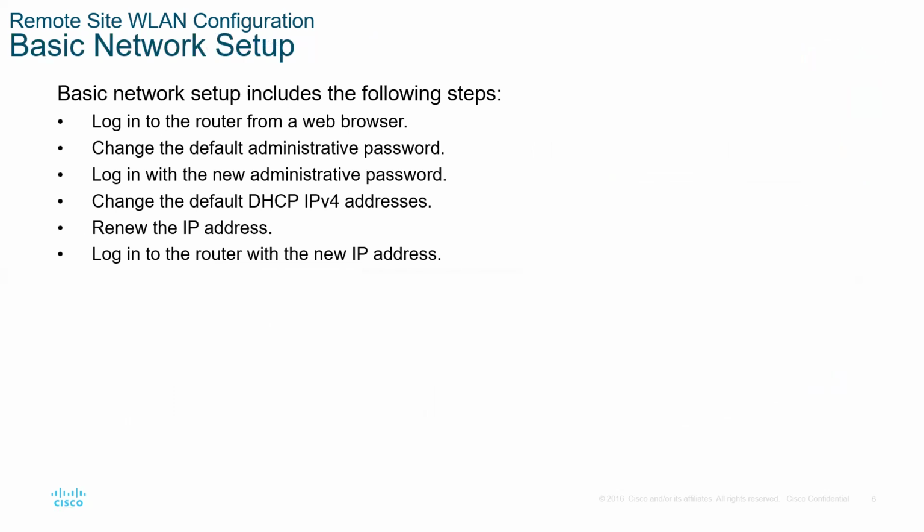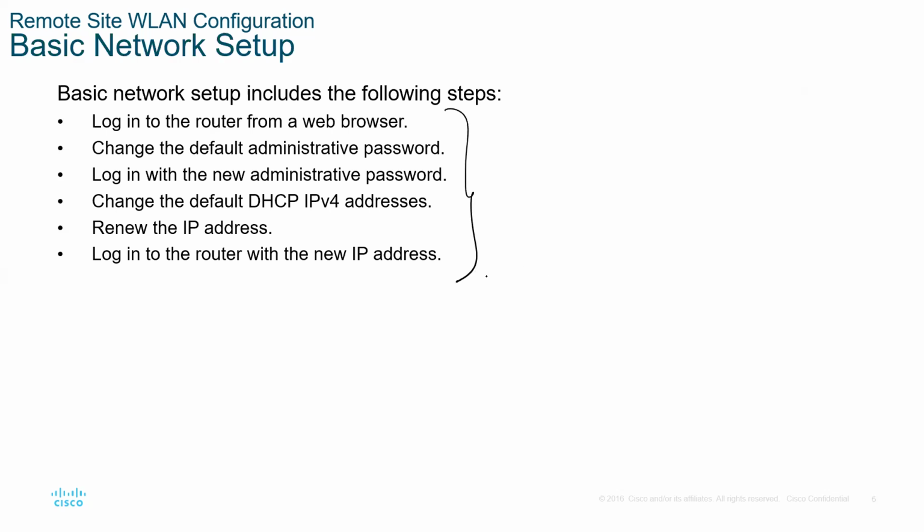Basic network setup. Here we're looking at the basic setup once you get your wireless router out of the box. What needs to be done? We have logging into the router using the web browser. We'll get to that. Changing the administrative password. Log in with the new administrative password. Change the default DHCP IP address. Renew the IP address. Then log in again.